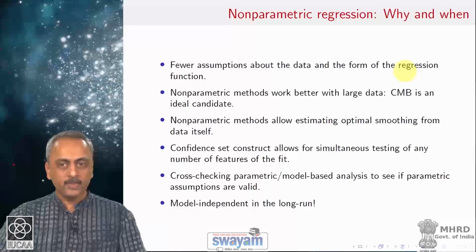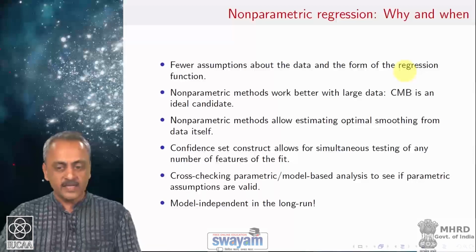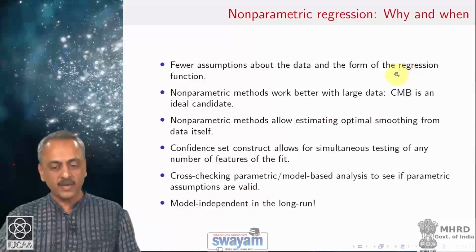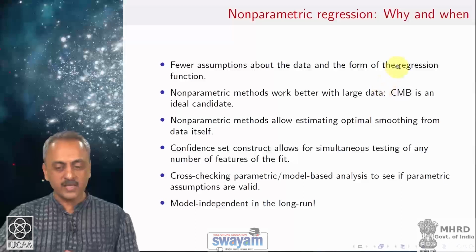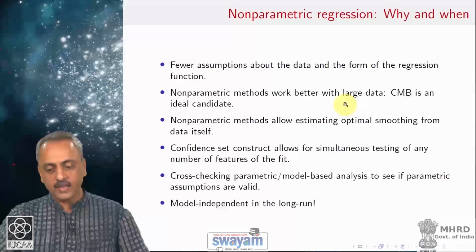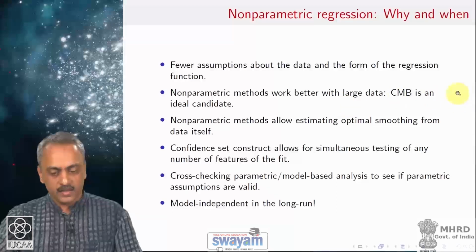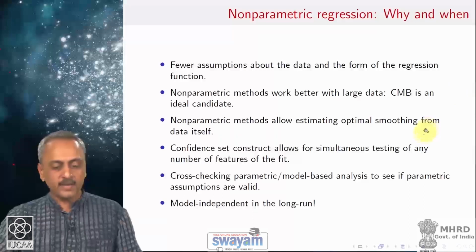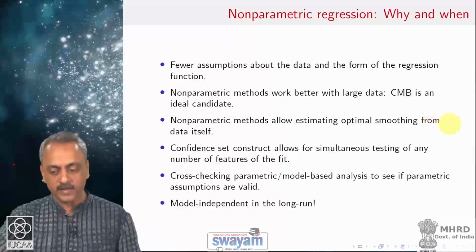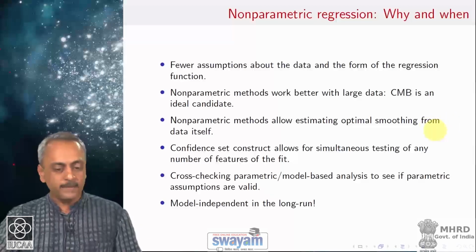In statistical jargon, these are called models of the data. Non-parametric methods will avoid making these assumptions. Non-parametric methods do make assumptions, but these are weaker assumptions. Non-parametric methods work better with larger data. CMB data is a good candidate for that. Non-parametric methods allow estimating the optimal smoothing from the data itself, which means it allows you to estimate the regression function in an optimal fashion from the data itself.